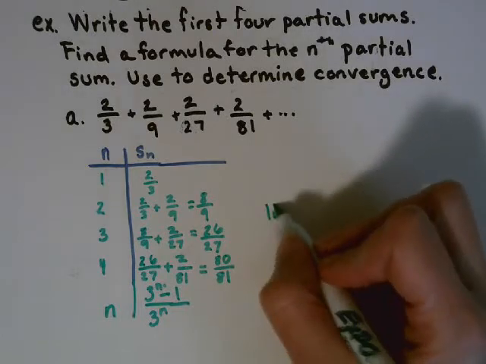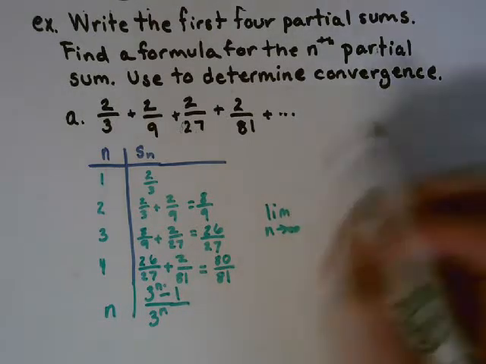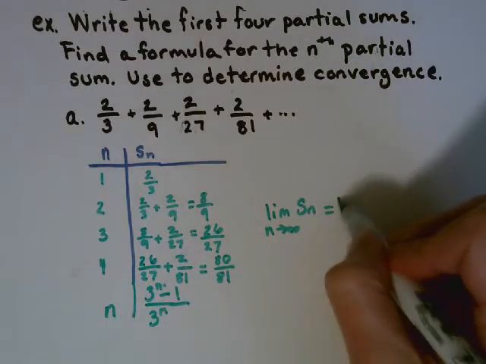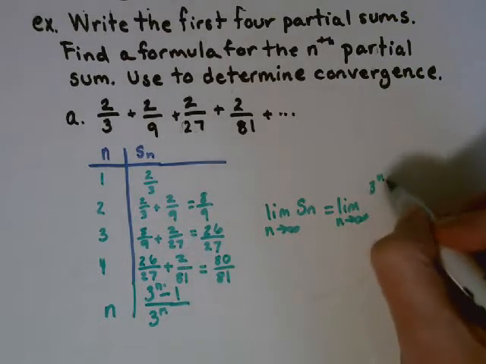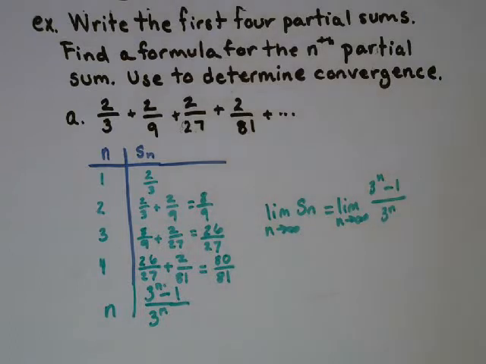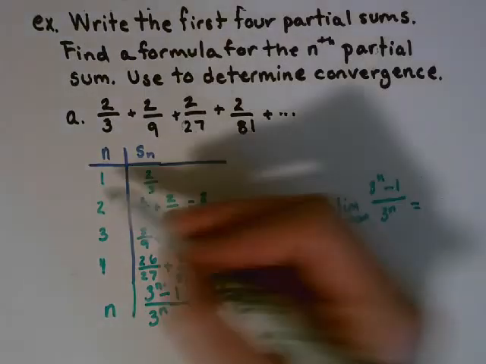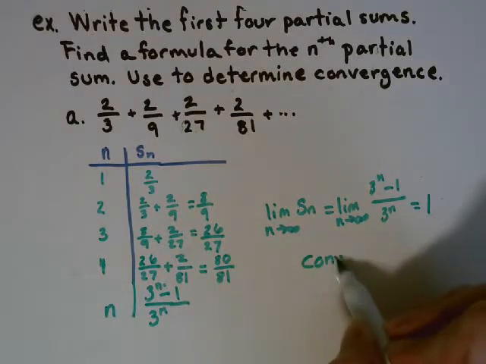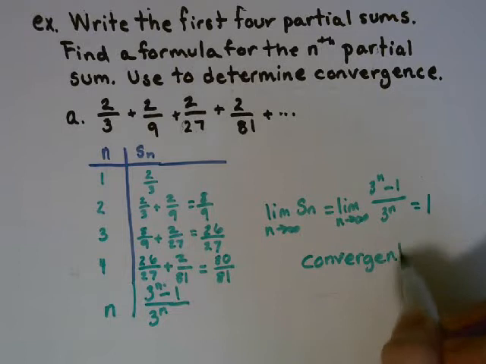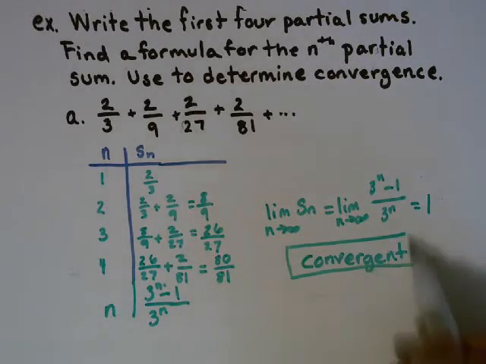So what we're going to look at is the limit as n goes to infinity of Sn, which in this case is going to be the limit as n goes to infinity of (3 to the n minus 1) over 3 to the n. Well, with 3 to the n, this minus 1 has very, very little to do with it when this goes to infinity. So we can see this in the numbers, we can see it in the formula. This limit is 1. And if the limit of the partial sums exists, then the series is going to be convergent. So this one's going to go to 1. But the important thing is that it exists and is now a convergent series.